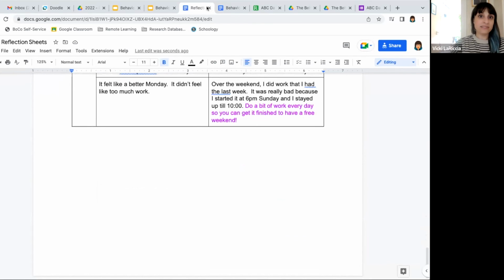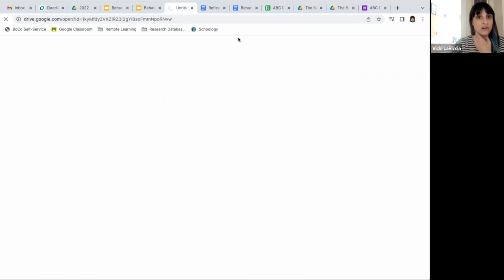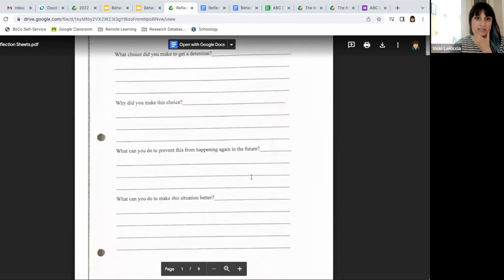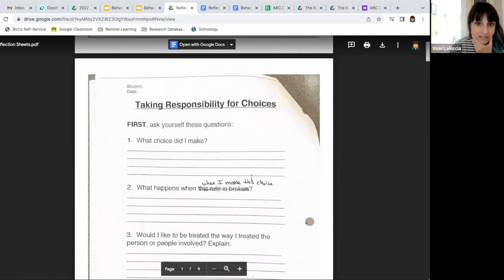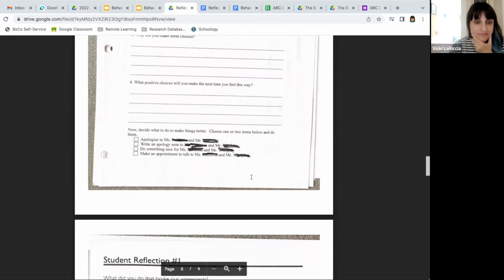Okay, and then maybe sometimes students need a little more scaffolding for reflection. So here, I think these are ones that are maybe for younger students, or students that struggle with reading and writing. My memory serves me, not that one. I'm just scrolling through in the interest of time.